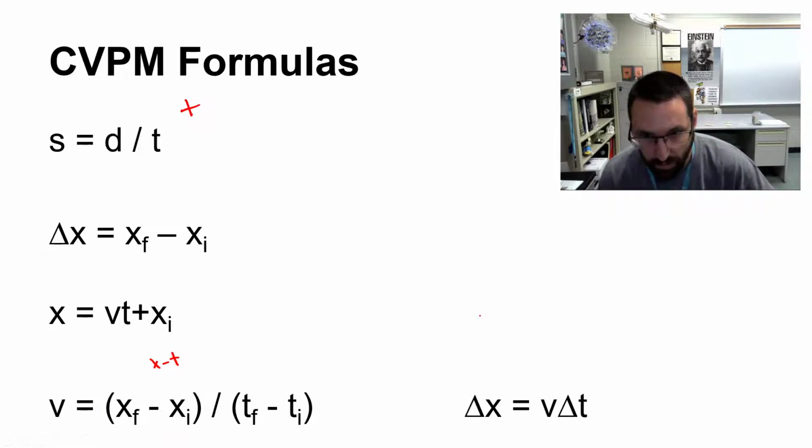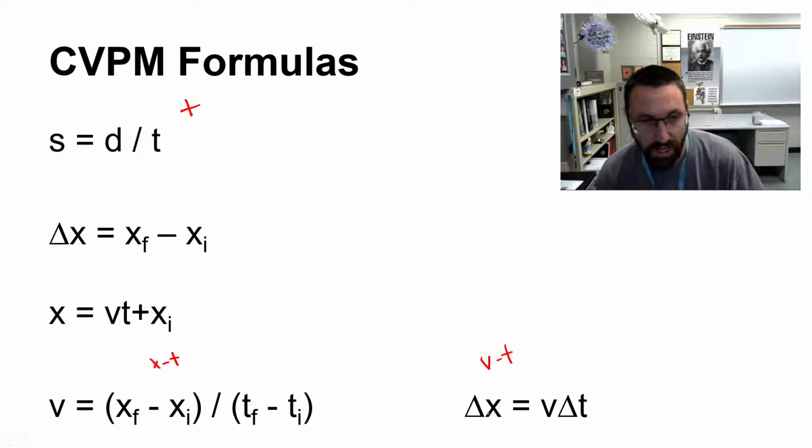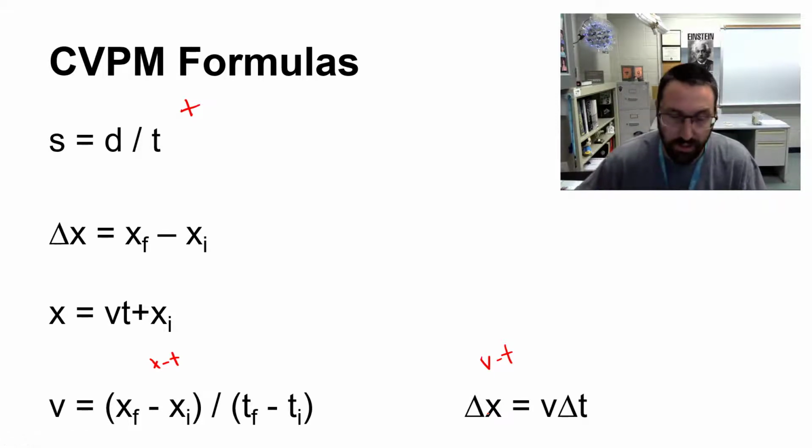Over here on this other one, this will be used whenever we're looking at VT graphs, and we're going to get an example later on. Whenever you have the velocity and the time, if you take the velocity multiplied by a change in time, that will give you the displacement of an object. So using a VT graph, you're able to figure out the displacement.